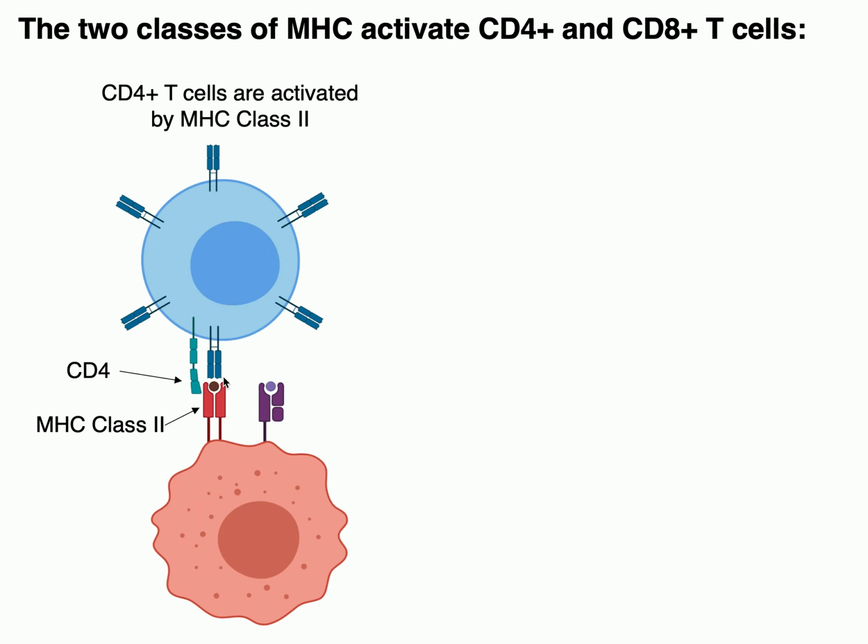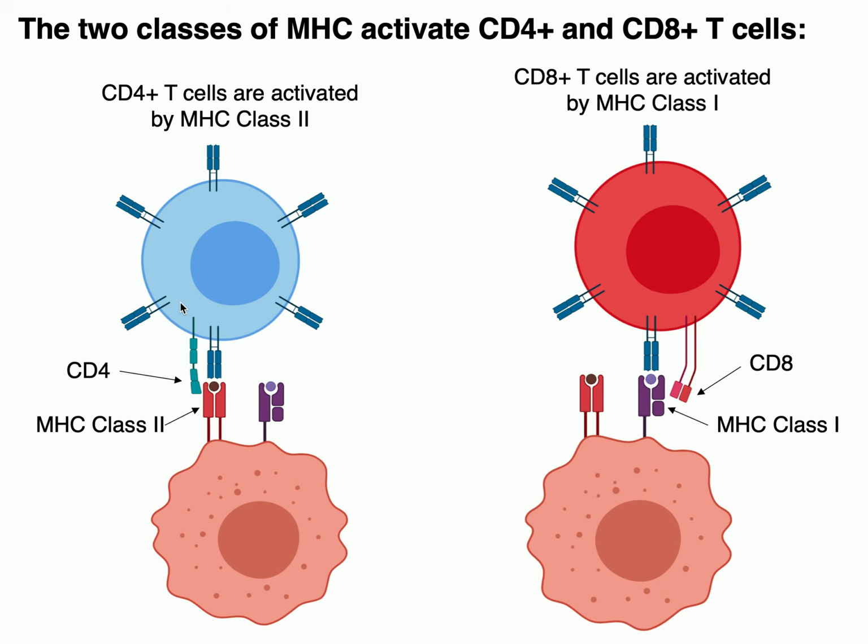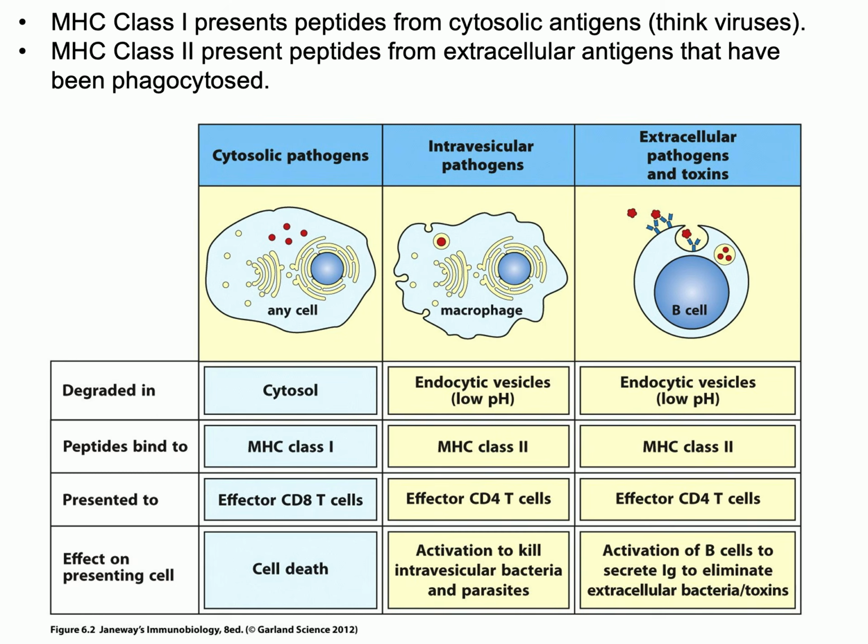MHC class 2 molecules bind to T cell receptors expressed by CD4 positive T cells. MHC class 1 molecules bind to T cell receptors expressed by CD8 positive T cells. MHC class 1 specializes in presenting peptides from cytosolic antigens, and that is why MHC class 1 antigens generally are derived from viruses, although certainly not always, and are specialized in activating CD8 positive T cells that have antiviral functions.